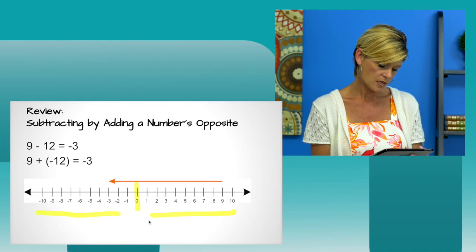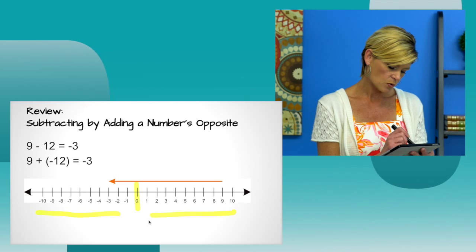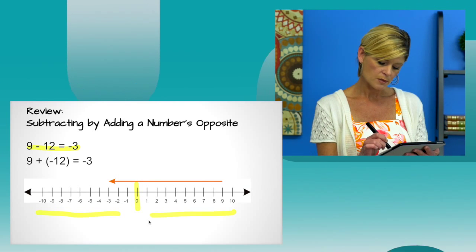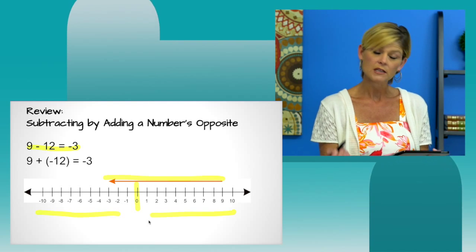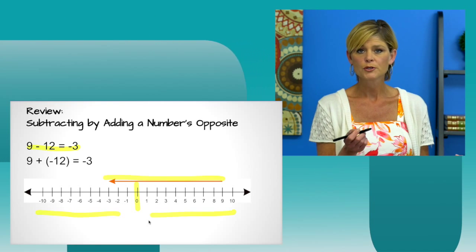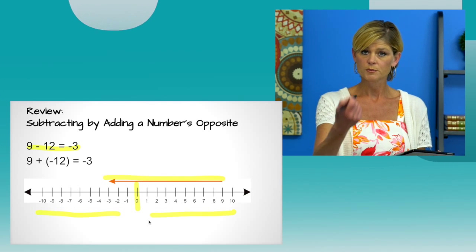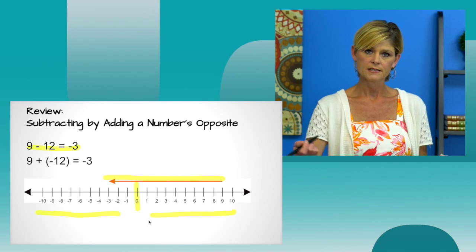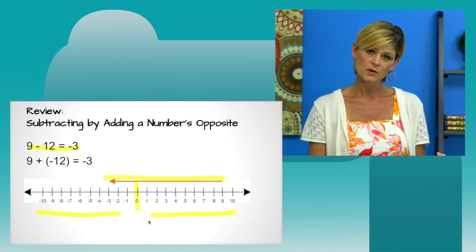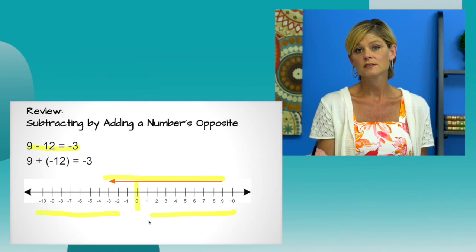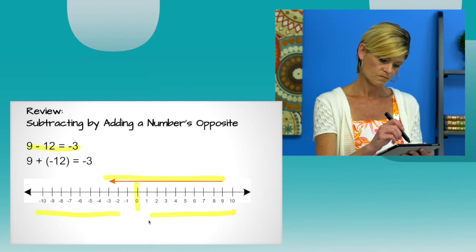So the problem I have here is 9 minus 12 equals negative 3. The minus sign tells us that we need to move in the direction of the left, or if it's helpful for you, you can just add the opposite. In this case, positive 12 would become negative 12, adding negative 12. So minus 12 is basically the same thing as saying plus negative 12. Either way, you still get the same answer, negative 3.